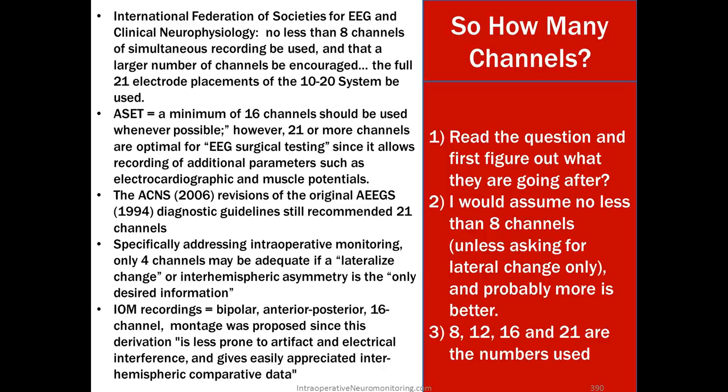I would assume no less than 8 channels on any question being asked, even though there's that one study in the guidelines that says you can use 4 if all you're doing is looking for interhemispheric asymmetry. And chances are they might be looking for more. 8, 12, 16, and 21 are the numbers used. So if you see 17 channels, that's probably not right.